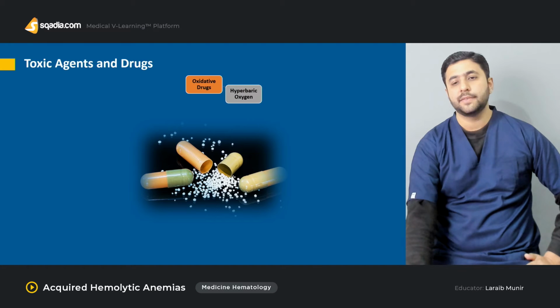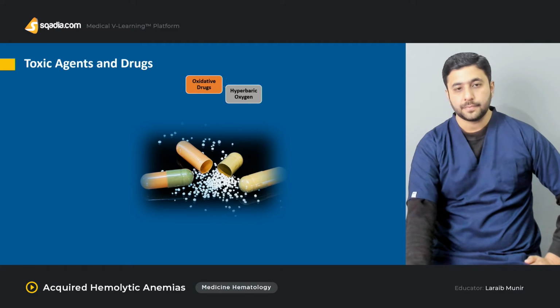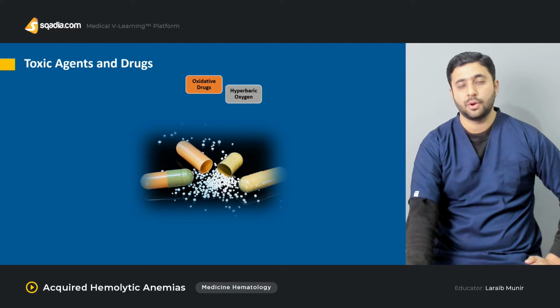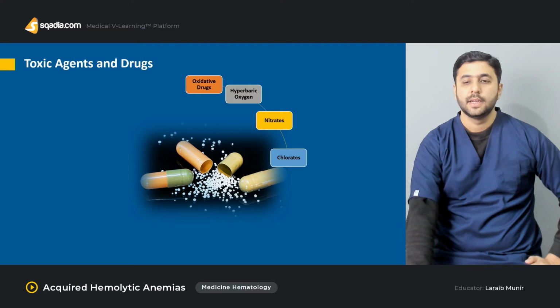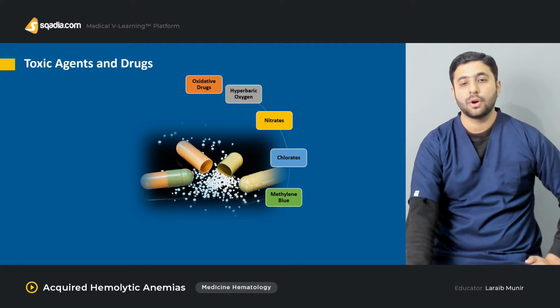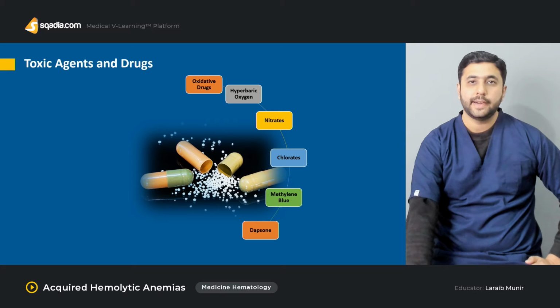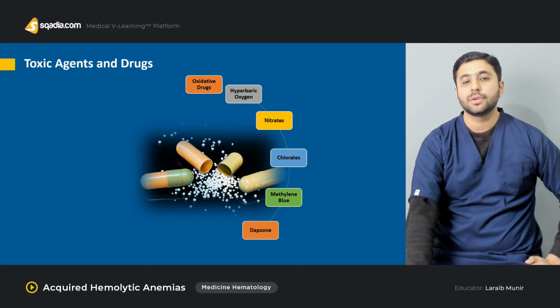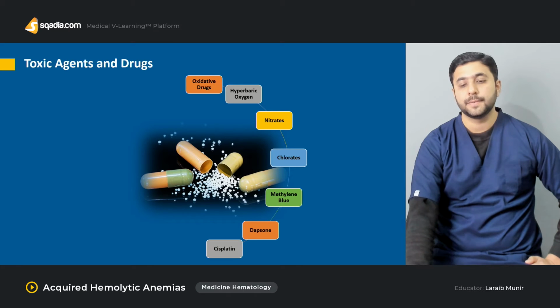What are the different types of oxidative drugs? Like the hyperbaric oxygen chamber: if the patient is placed in that chamber for a long period of time, that can lead to the destruction of the RBCs. Certain types of nitrate drugs used in cardiology can cause it. Certain chlorates, and IV methylene blue, which is basically used to treat methemoglobinuria, can cause this type of hemolysis. And dapsone, an anti-malarial or anti-leprosy drug which has been used historically, can also lead to the destruction of the RBCs. Cisplatin is an anti-cancer drug; it has also led to the destruction of the RBCs.